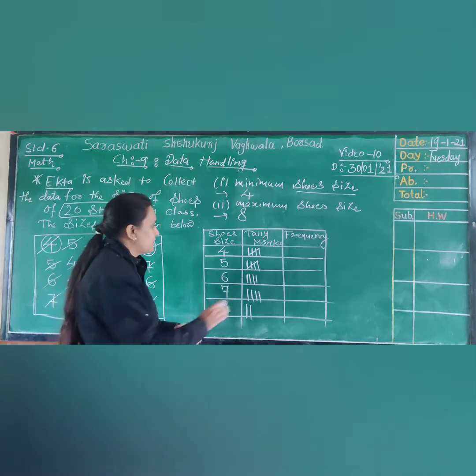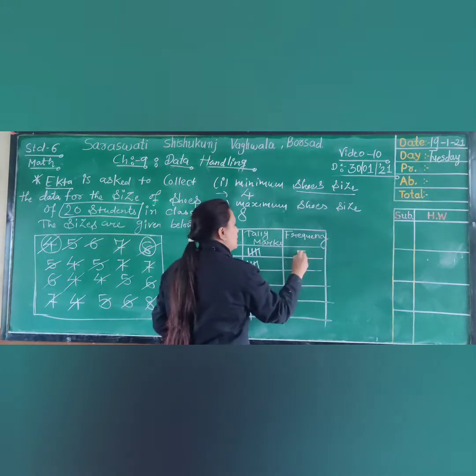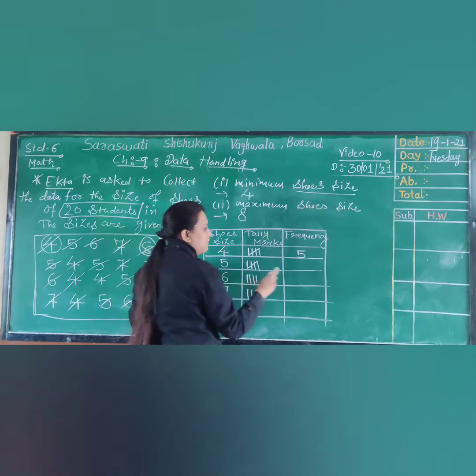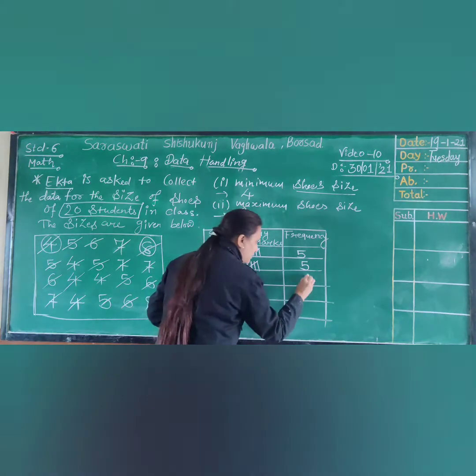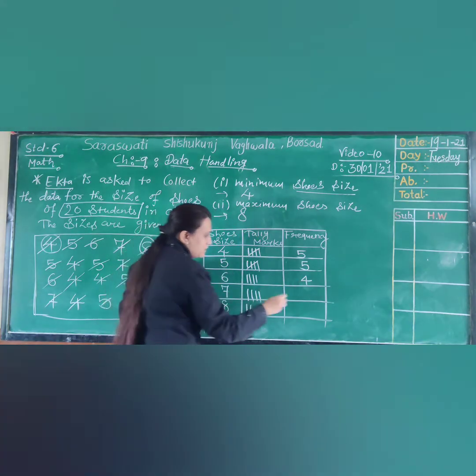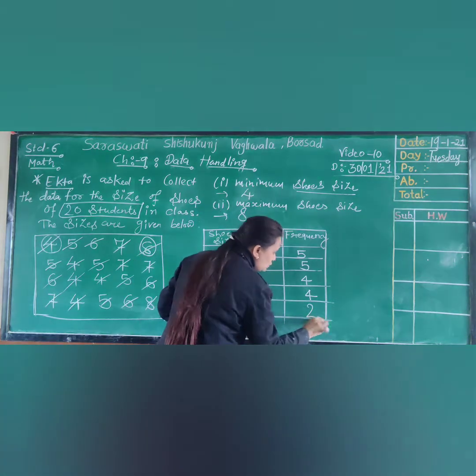Okay. Now for the frequency, let us count the tally marks. So you can see this is a bunch of 5. So the frequency of 4 is 5, and the frequency of 5 is also 5. The frequency of 6 is 4. The frequency of 7 is also 4. And the frequency of 8 is 2.